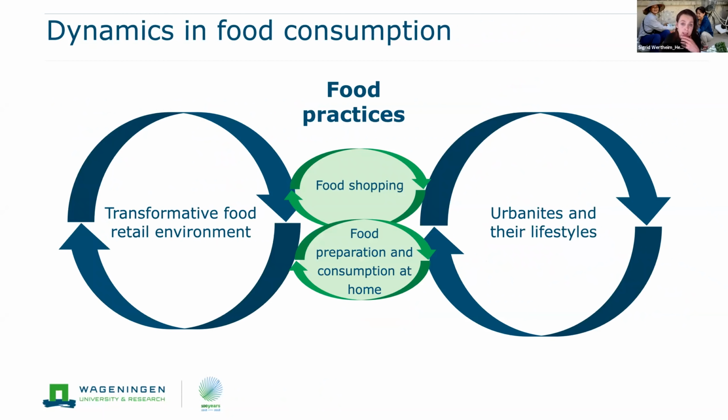Now, going a bit more in depth on these food consumption practices, we focus particularly on home consumption. So shopping for food, as well as preparing and consuming food at home. And this is a kind of dynamic relation between the food retail environment that is rapidly changing, as well as the lifestyles of all these urbanites that is also really changing. The city is changing, the household compositions are changing, and their employment is changing. And this all impacts the way people shop and prepare and consume foods.